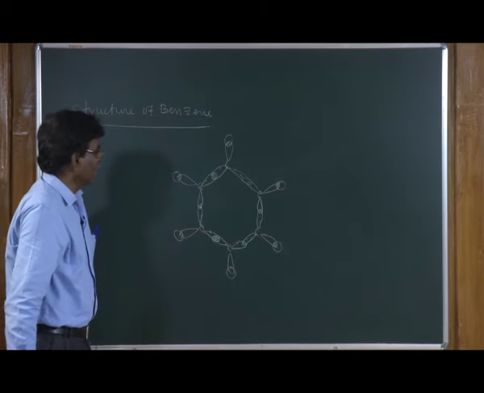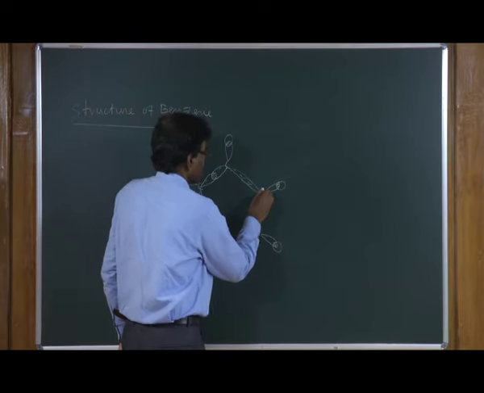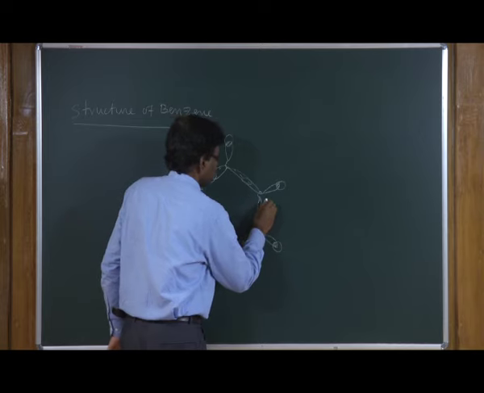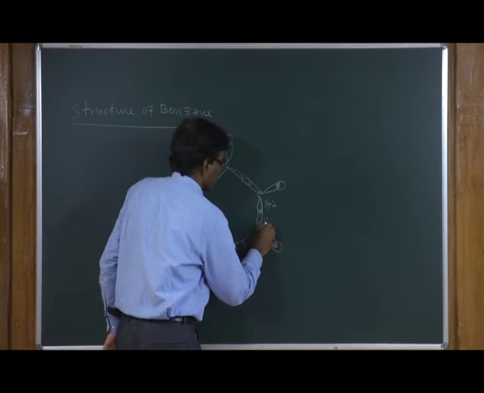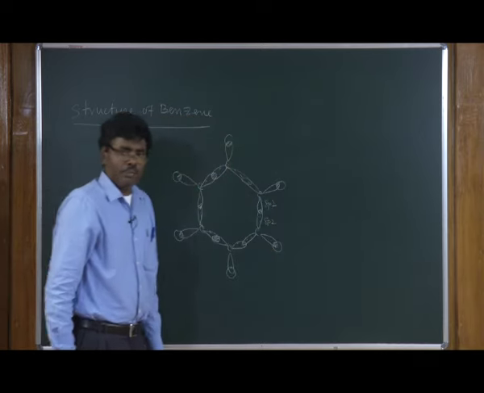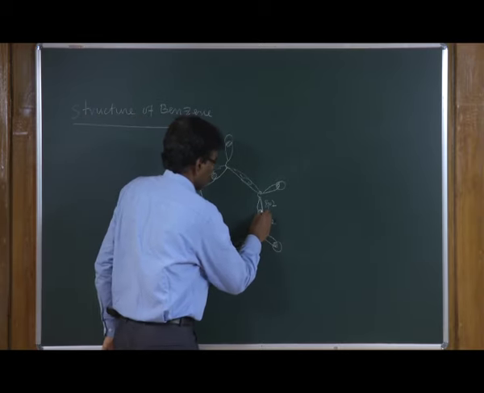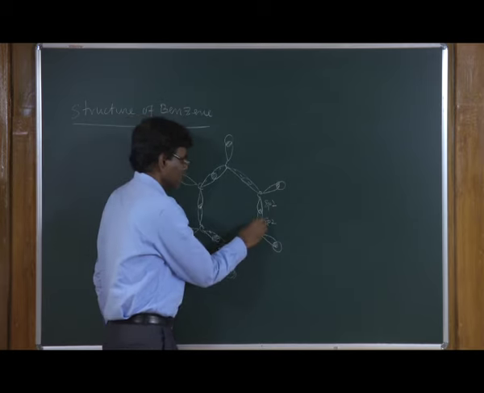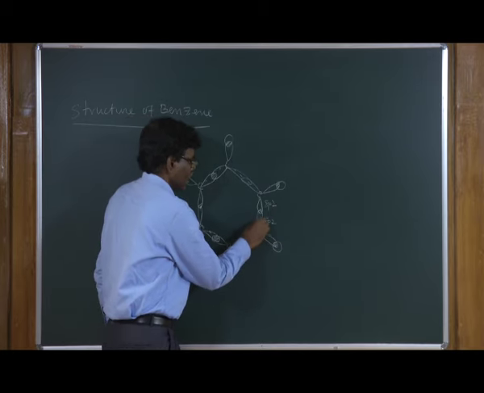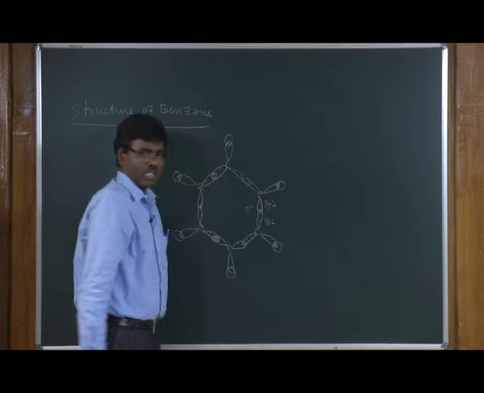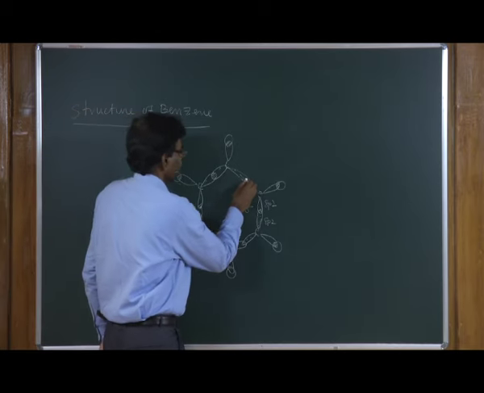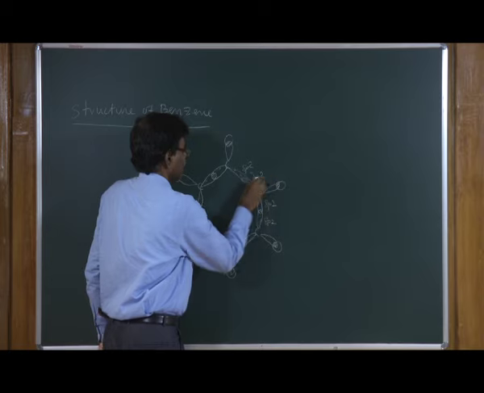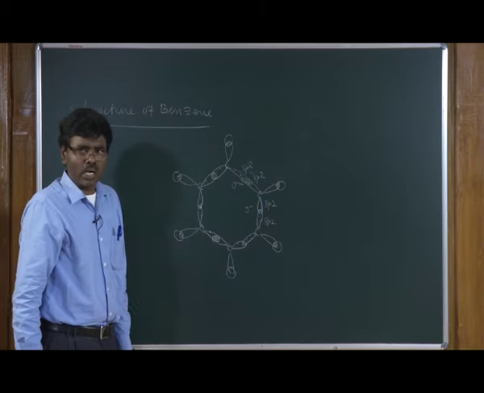If you look at it, each carbon has 3 sp2 hybridized orbitals, and two of these sp2 hybridized orbitals overlap with neighboring carbon atoms. For example, in this case, this sp2 hybridized orbital overlaps with this sp2 orbital of this carbon to make a carbon-carbon sigma bond. Similarly, overlapping of these two sp2 hybridized orbitals leads to the formation of this carbon-carbon sigma bond.